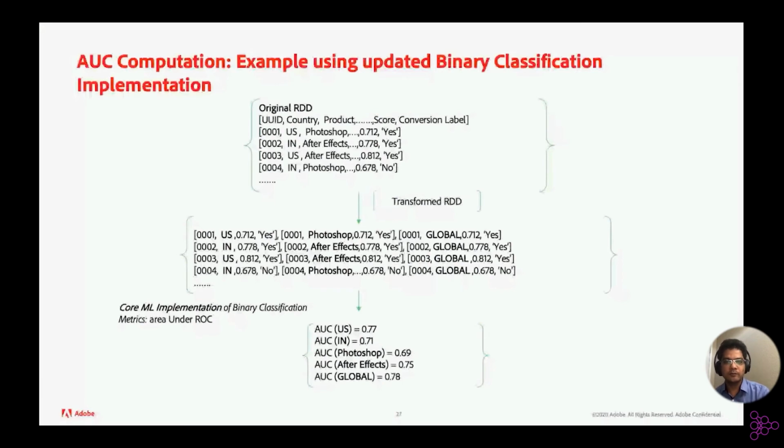So once we have transformed this RDD, we can pass this to the updated implementation that takes an RDD in this format. It has a feature, feature value, a score, and label. And internally, we have done a lot of optimization to the existing implementation. As a result, we get all this metric value per feature in a single go.